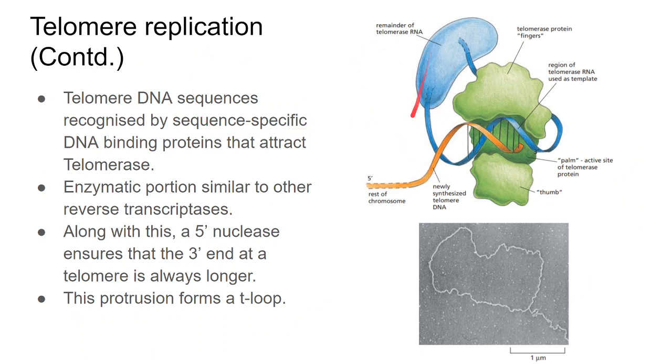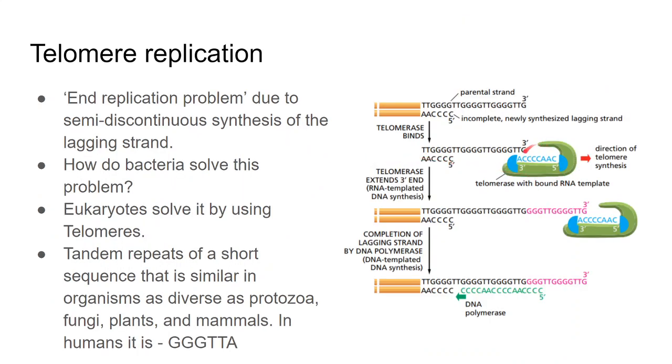So this is your telomerase enzyme. Your telomere DNA sequences are recognized by sequence-specific DNA binding proteins. So these are DNA binding proteins which can recognize telomeric sequences. And once they bind to the telomere, they can attract the telomerase. So these are attractor proteins. Once they bind to the telomeres, they will tell the telomerase to come to them and bind to the DNA sequence. Then the telomerase will create a new template.